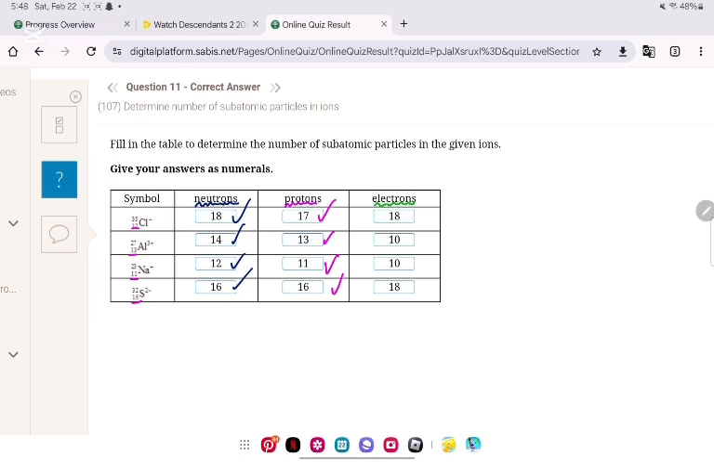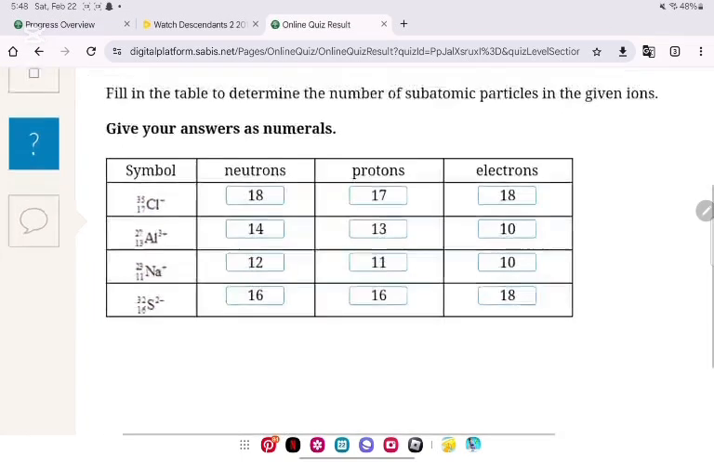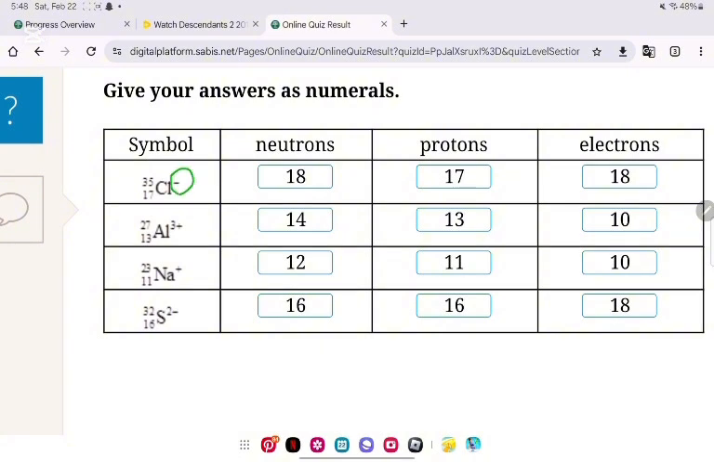Now electrons. Like I said, if there was nothing here, it would be the same as the protons. But since there is something at the top, then you don't put it the same as the protons. So let's zoom in. See how here there's a -1? You're gonna do the opposite. You're gonna add, so you see the protons, which is 17, you're gonna add 1, so it's gonna be 18. But let's say this was +1, you would minus, 17 minus 1, so it would be 16. Okay, we'll do more examples now.